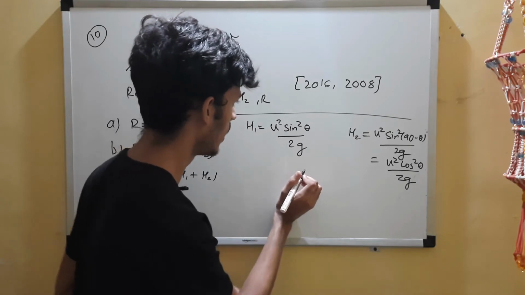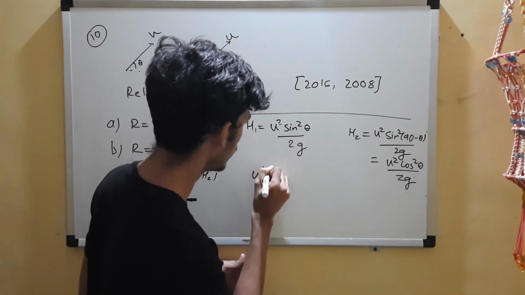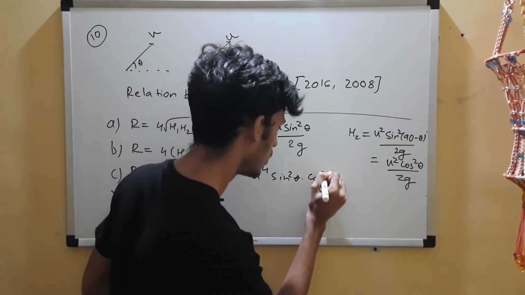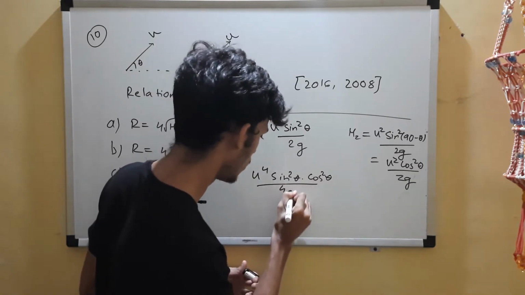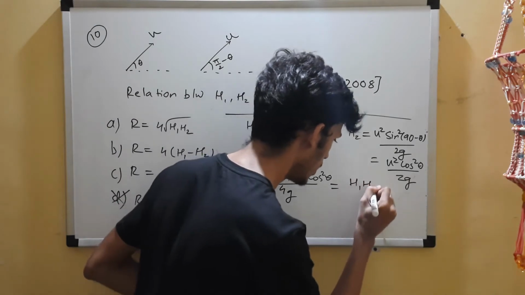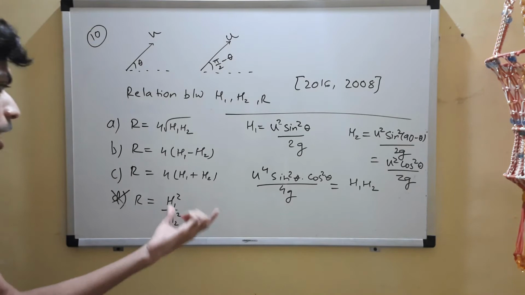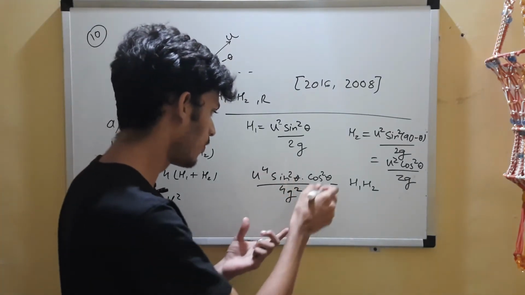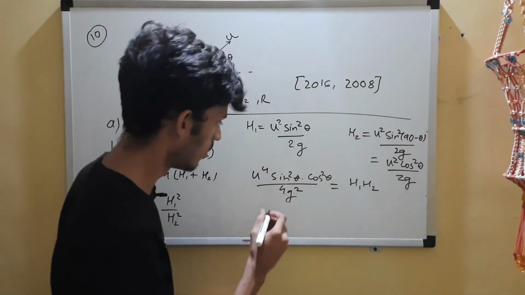So what we'll get is u to the power 4 sine square theta into cos square theta by 2g into 2g, which is 4g squared. Okay, so this is nothing but H1 into H2, right? So we have to see if we can get a range through this, okay? Range formula somewhere. So let's see if we can create R over here.